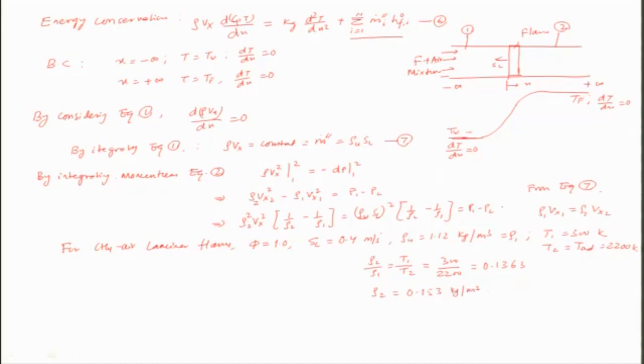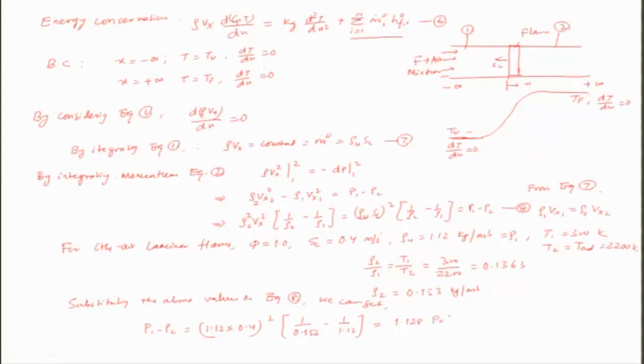Now, if I substitute the above values in equation 8, we can get P1 minus P2 will be 1.12 into S L 0.4 whole square, into 1 by 0.153 minus 1 by 1.12. You will get a very, very low value, something like 1.128 Pascal.